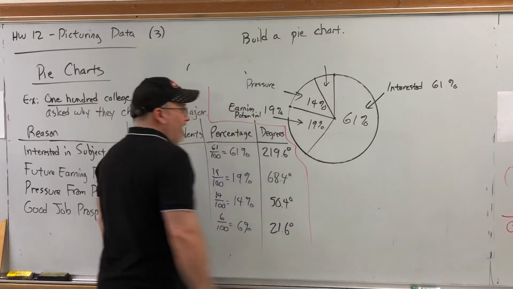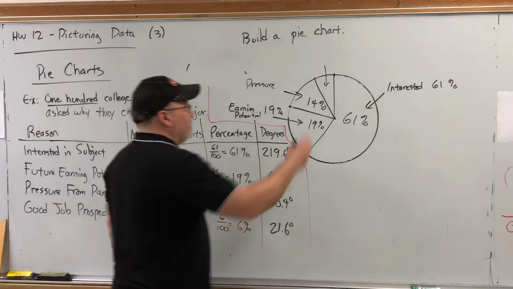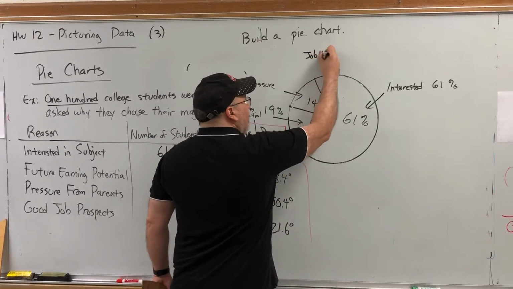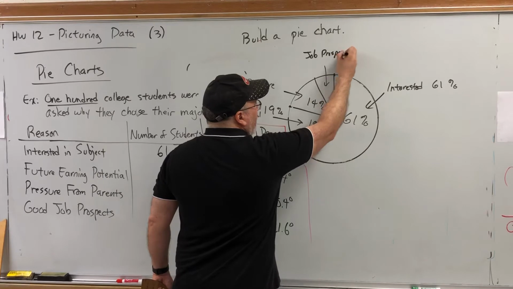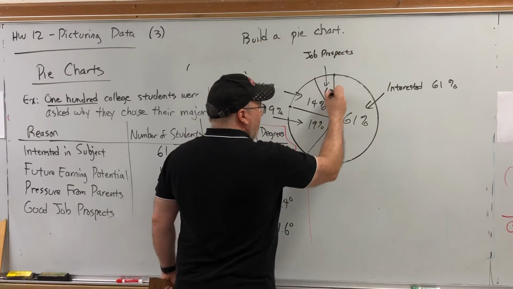And then the last slice, we don't have to measure it, it's the only slice left, but that was the one about good job prospects. Job prospects. And that was only 6%.